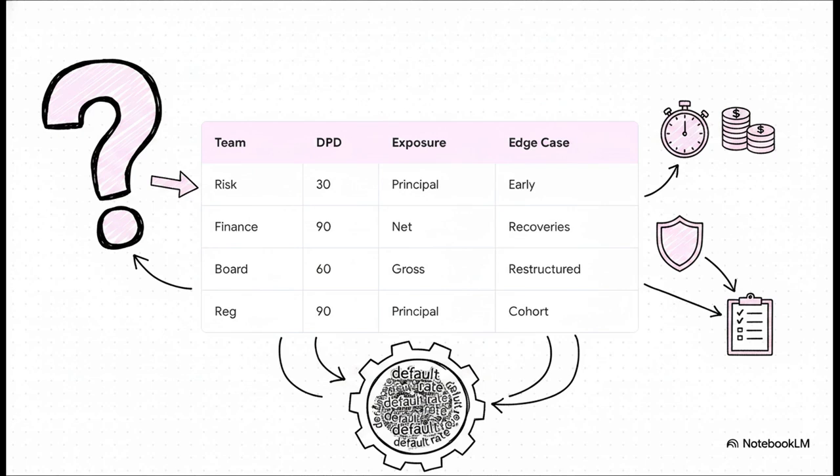They are just answering entirely different business questions using the exact same label, default rate. Think about it. Risk is asking about early distress. Finance is asking about net credit loss. The board is asking for the most conservative worst-case view, and regulatory is literally just filling out a highly specific government form. The problem here is the word itself, and the fact that nobody had ever built an engine to actually reconcile all these completely different meanings.